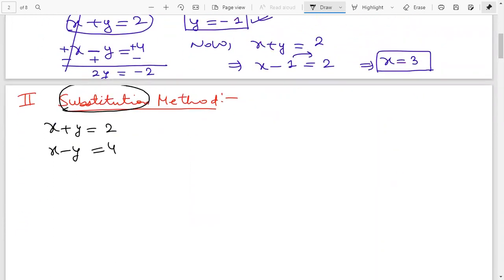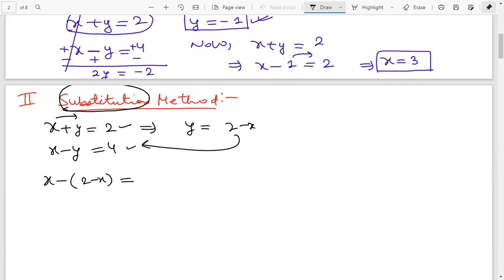So in substitution, we'll substitute one variable into the second equation. So let me show you. Say x plus y equals 2. Here we can find y in terms of x. Substitution is substituting the y or x value in the second equation. This is equation 1, equation 2. So the x will go to the right hand side, y will be 2 minus x, and this value will be substituted in the second equation. So x minus y will be x minus (2 minus x) equal to 4.